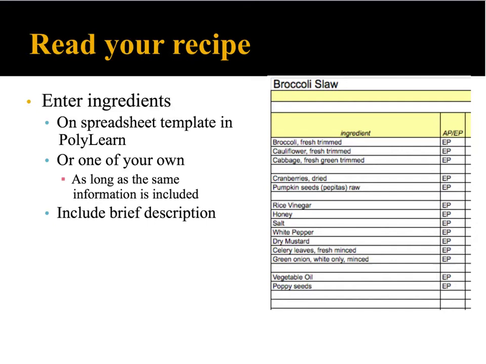Download the recipe cost template from the Costing Resources folder in PolyLearn. Print and enter by hand or use Excel to list every ingredient with a brief description. You can create your own spreadsheet if you prefer, as long as the same basic information is included. I'm using the broccoli slaw we made for open house as a model, since you're all familiar with that recipe, and it includes some produce where an AP to EP calculation must be done.